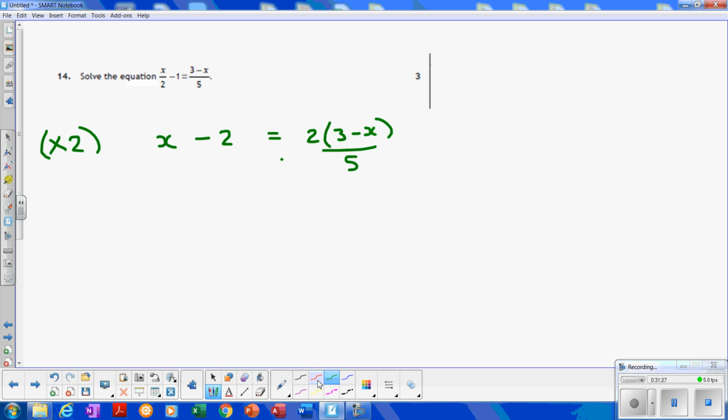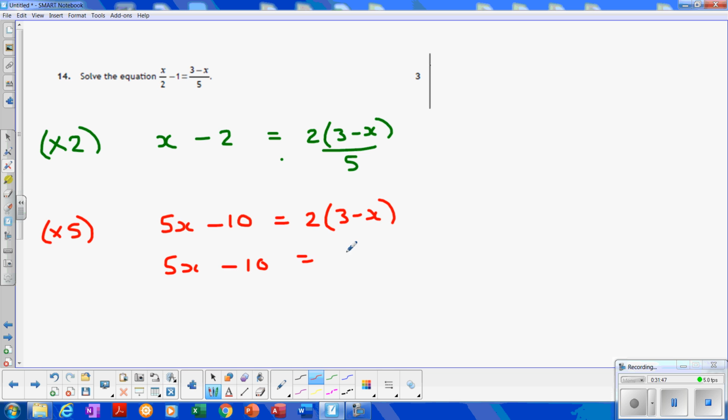Now the next thing I want to do is, I don't like those fifths, so I'm going to multiply by 5. So I do 5 times x is 5x, 5 times 2 is 10, so it's minus 10. When I multiply all this by 5, I end up with just 2 bracket 3 minus x. So I'm now going to multiply out that bracket and tidy up like terms. So that will be 6 minus 2x. Add 2x onto both sides, gives me 7x. And we've got minus 10 is equal to 6. Don't want that minus 10, so add 10 onto both sides. So 7x is equal to 16.